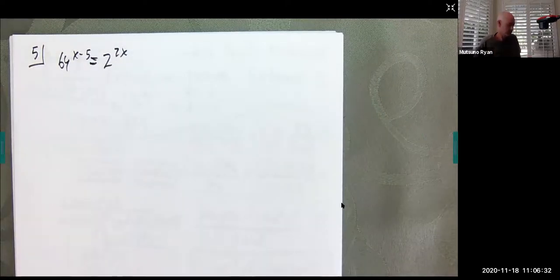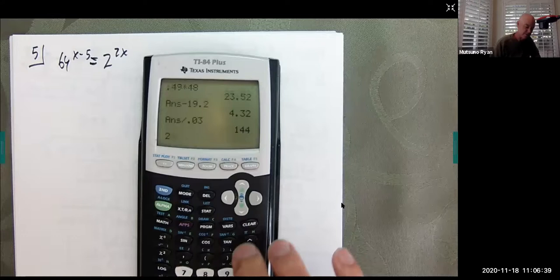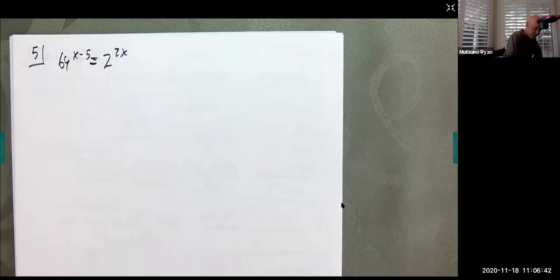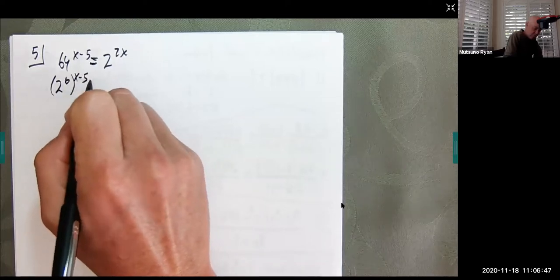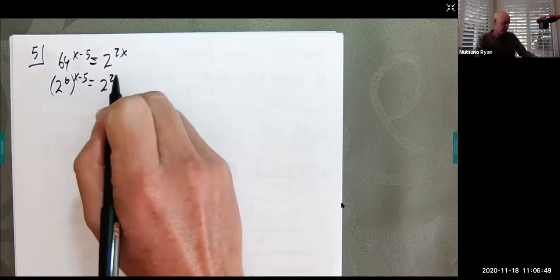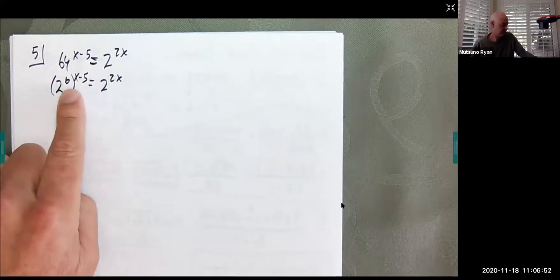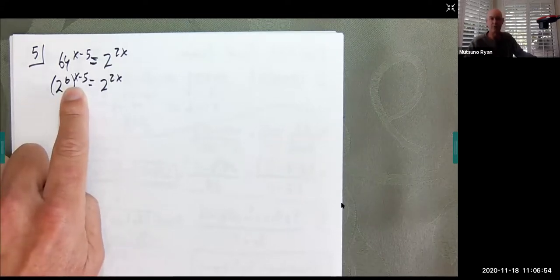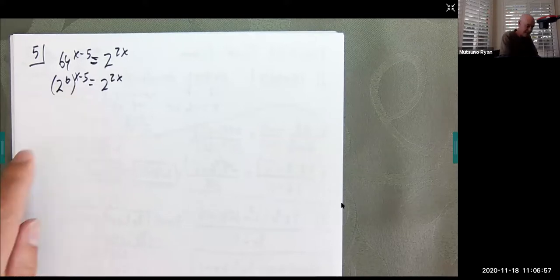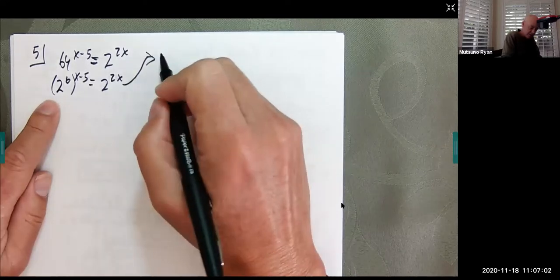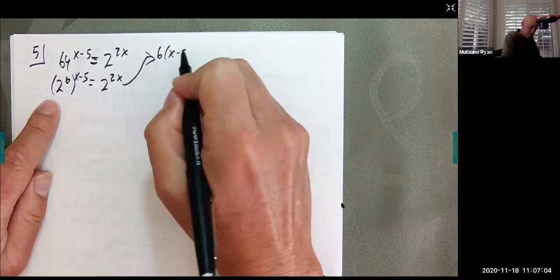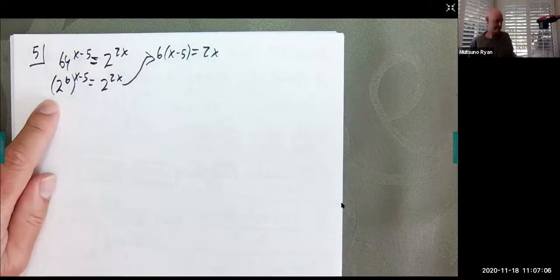Number 5. There's a couple of approaches to this one. I'm going to turn 64 into 2 to the 6th power. I'm going to verify that. 2 raised to the 6th power is 64, so I was right. And if you recall, when you have a power raised to a power, that means you multiply the exponents. And you'll notice I have the same bases here. So because I have the same base, that means that the exponents are the same.